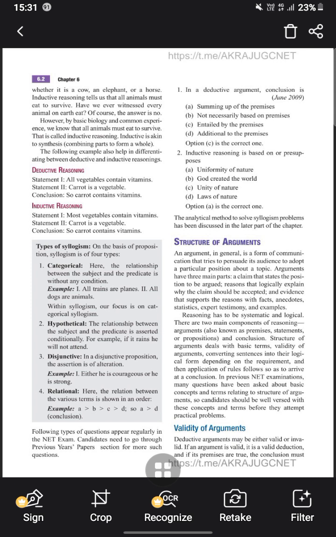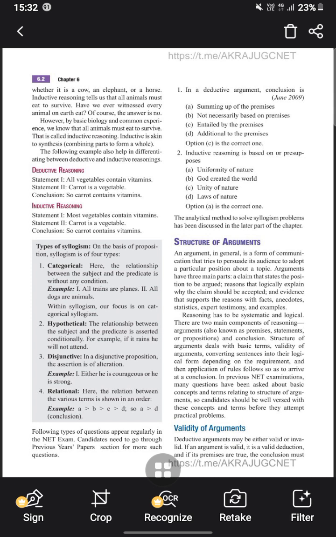Okay. Hypothetical: the relationship between the subject and predicate is asserted conditionally. There is a condition. If it rains, he will not attend. Disjunctive: in a disjunctive proposition, the assertion is of an alternation. Either he is courageous or he is strong. That is disjunctive. And relational is where the relation is between various terms, like a greater than b greater than c. That is relational.